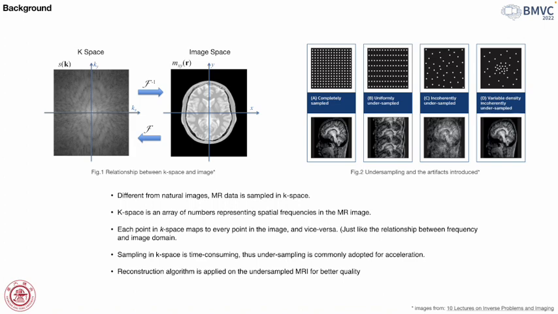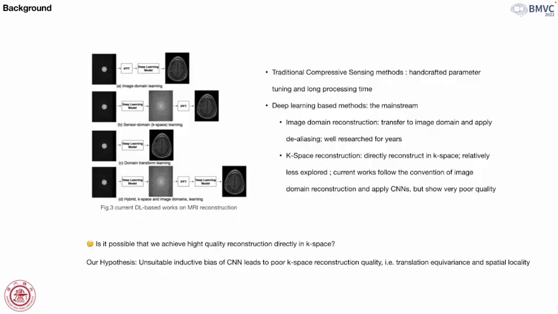However, the incomplete sampling will introduce artifacts to the image. So, we need a reconstruction algorithm to recover better quality of the undersampled MRI data. Traditional reconstruction algorithms are based on compressive sensing, but they need complex handcrafted parameter tuning and long process time. In recent years, deep learning-based methods have become the mainstream.